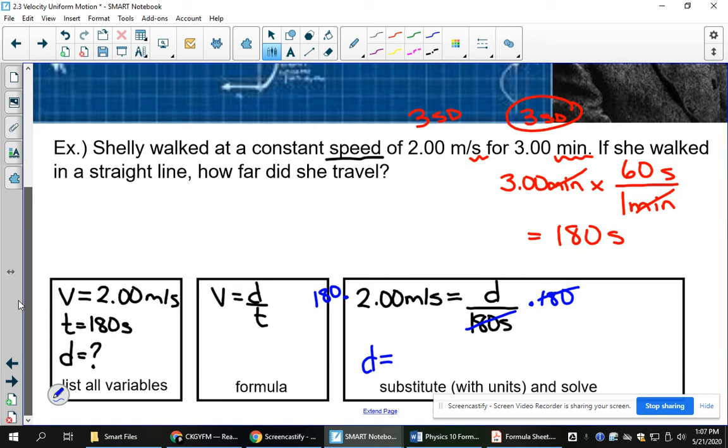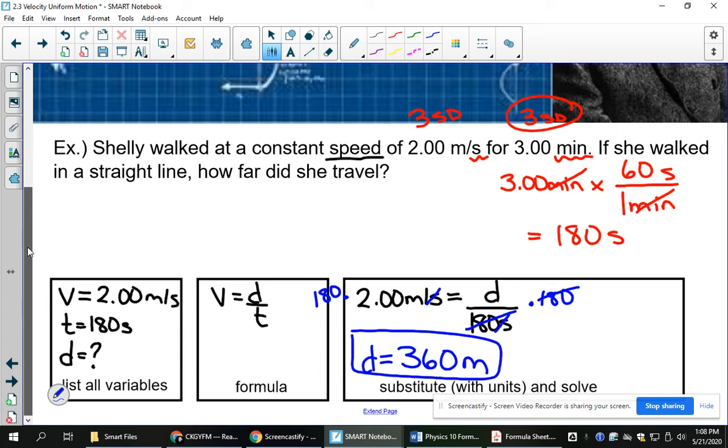Now, 3 sigdigs, the number is 360. Now, seconds have canceled. We're left with meters for our units. And we should know that. What is a distance measured in? Meters. Now, this is perfect to do it this way. Plug your numbers in and do algebra that you've been doing since junior high.